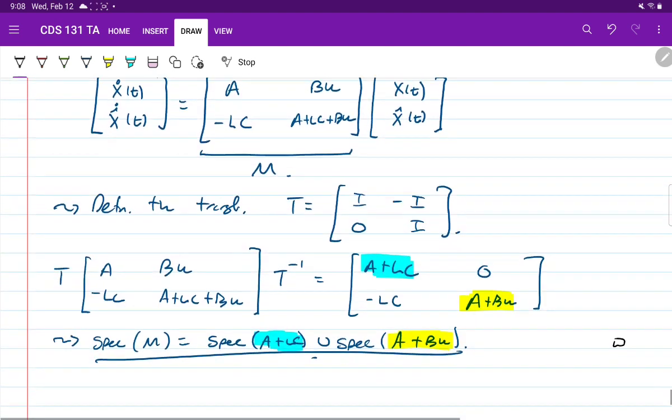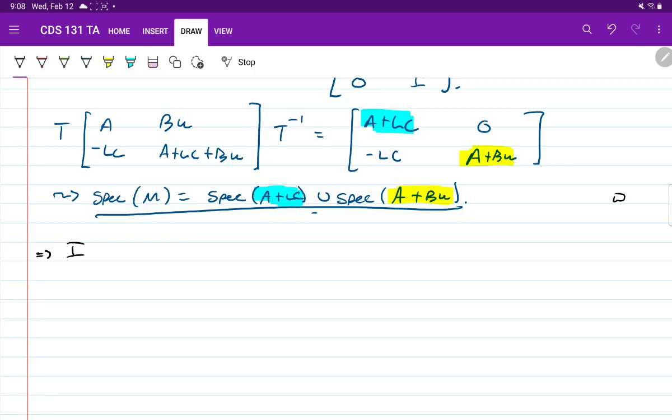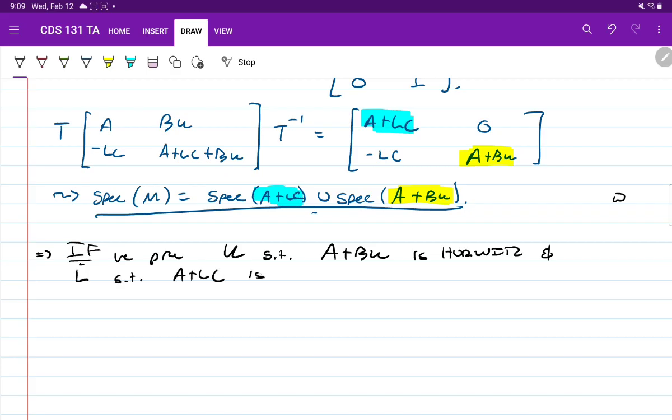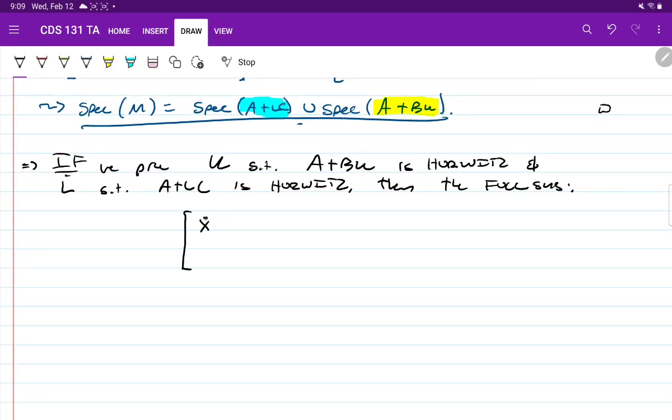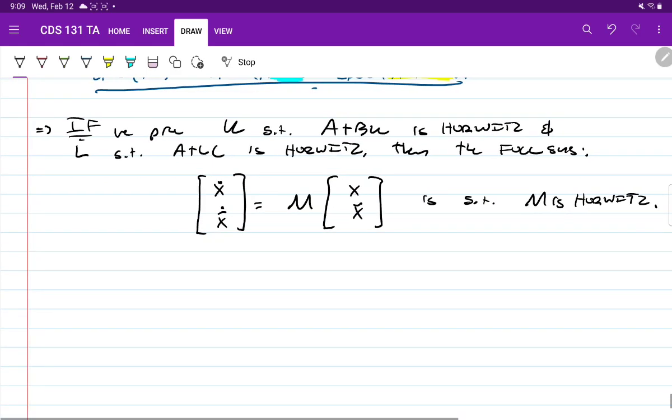So let's figure out what this theorem is telling us. What this tells us is that if we pick K such that A plus BK is Hurwitz, and L such that A plus LC is Hurwitz, then the full system, which is x dot, x hat dot equals this matrix M times x, x hat, is such that M is Hurwitz. Okay? And as a result of this, we get that x of t goes to 0 for all initial conditions.